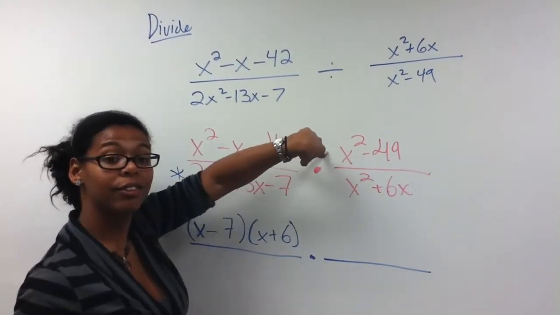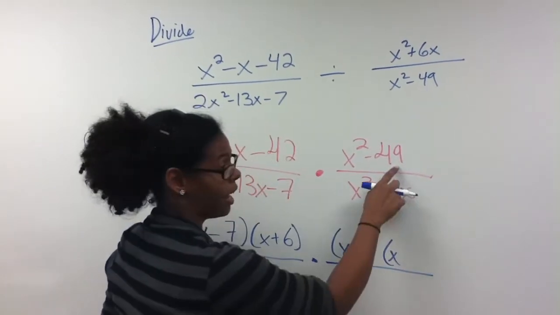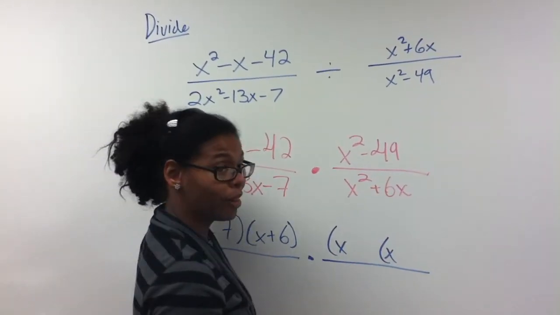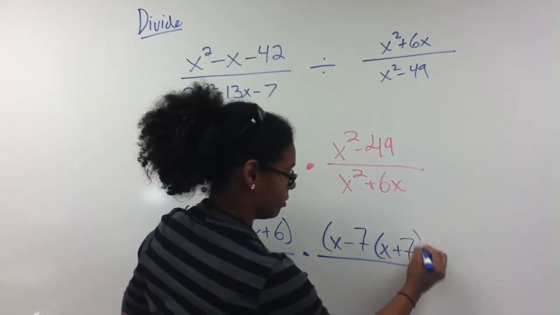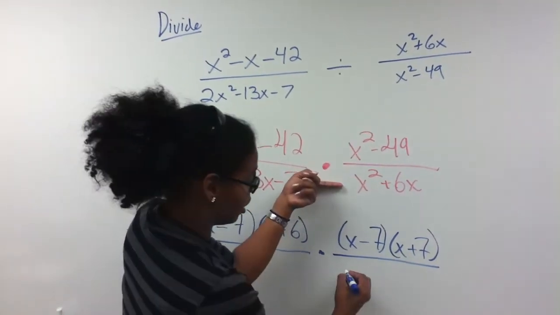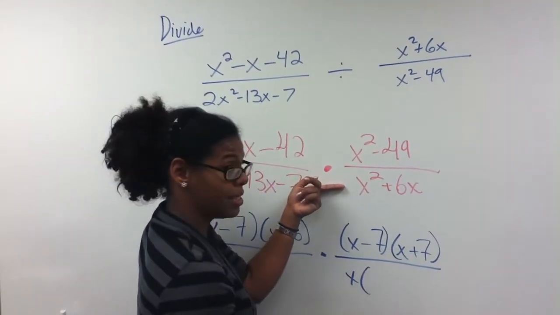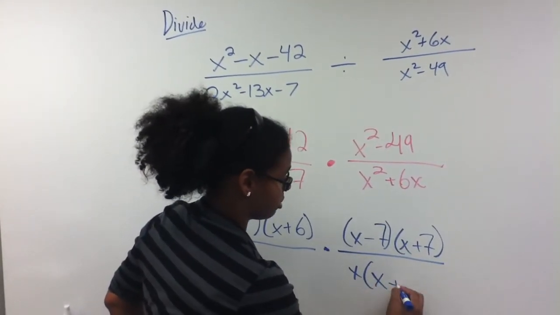This is simply a difference of two squares. So we're just going to have x and x, and then the square root of 49 is 7, so we're just going to have plus and minus 7. And this down here is a GCF problem. So all we're going to do is pull out that x, the only common term, and then we're going to have x plus 6.